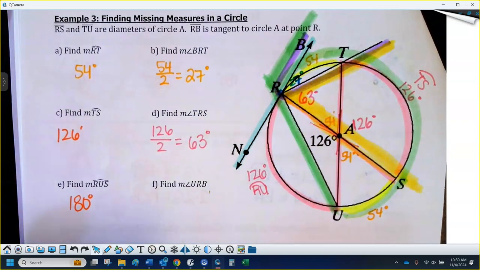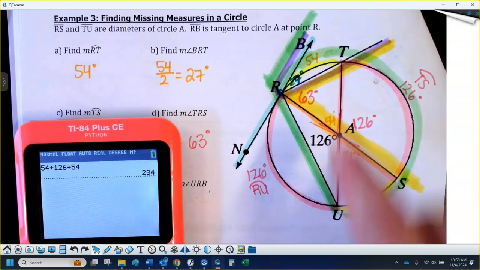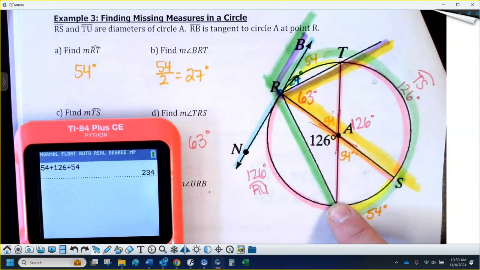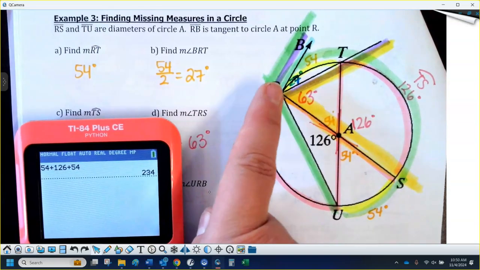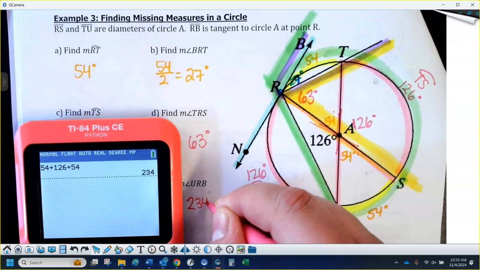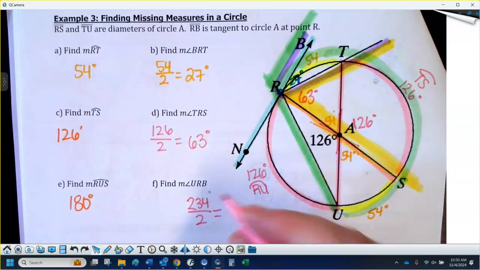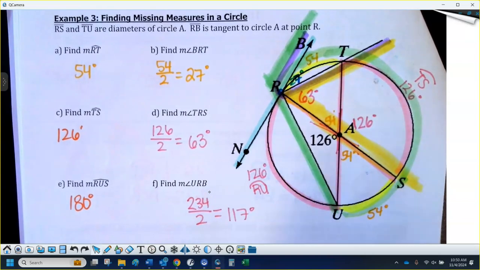Those are all those arcs all around there. So I'm just going to add that up. 54, 126, 54. So all the way there, that's 234. If the vertex is on the circle, we're just going to take that and cut that in half. So I'm going to take 234, divide that by 2. And so that angle is 117.